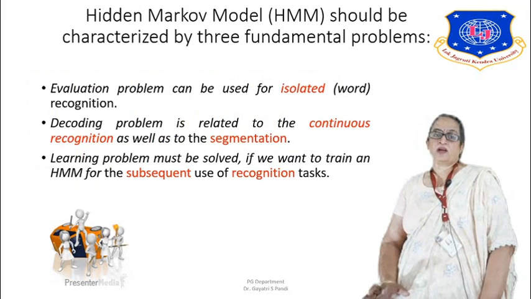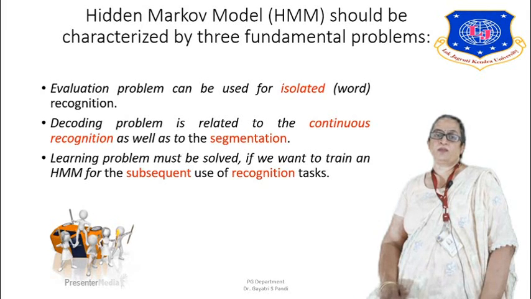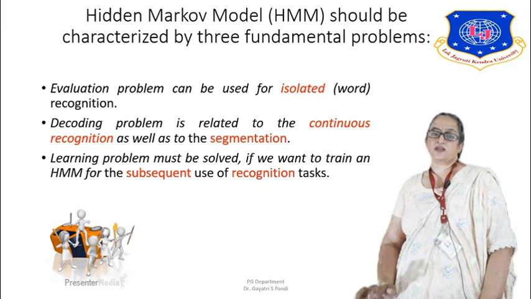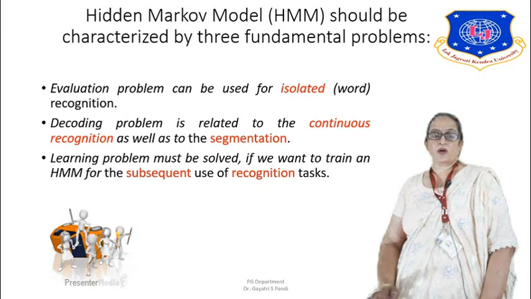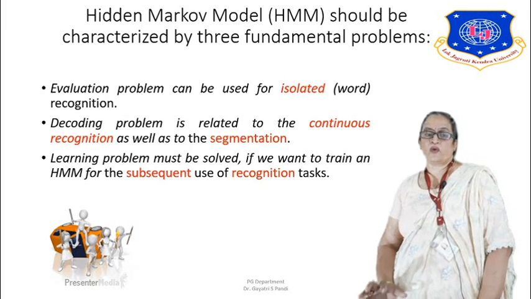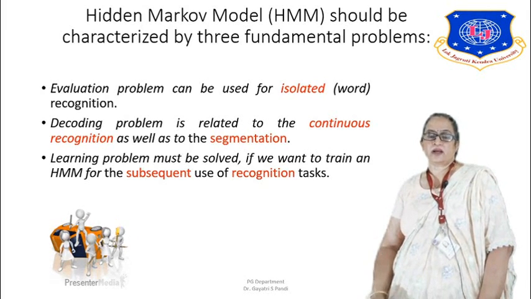Now, the hidden Markov model is basically characterized by three fundamental problems, that is the evaluation problem, the decoding problem, and then the learning problem. The decoding problem can be used for isolated word recognition. Decoding problem is basically related to continuous recognition as well as segmentation. And the learning problem must be solved if we want to train our HMM for subsequent use in recognition tasks. So if you want to train, the learning problem is there.